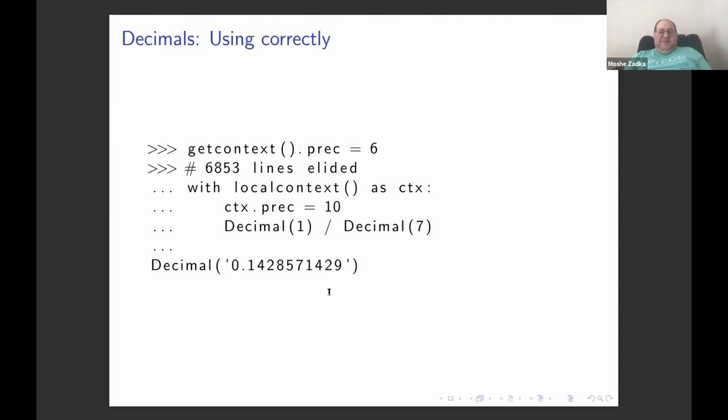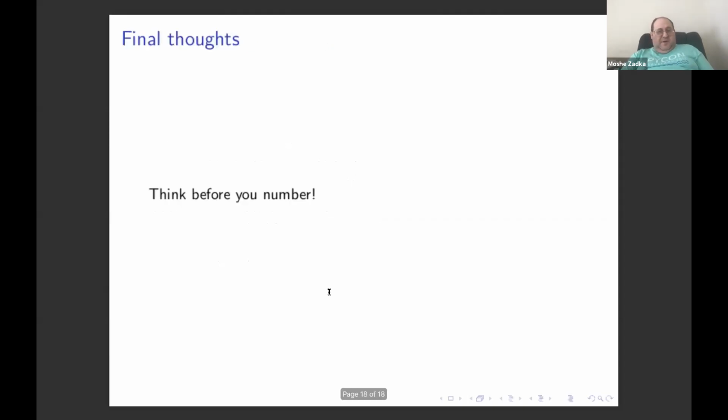This is like perfect action at a distance. The only reasonable way is before you start any computation with decimals, you set the local context, and then you do the computation. And that's tricky, right? Because you might be calling something and stuff like that. So you have to remember to do that. Okay, so this is most of what I wanted to talk about.